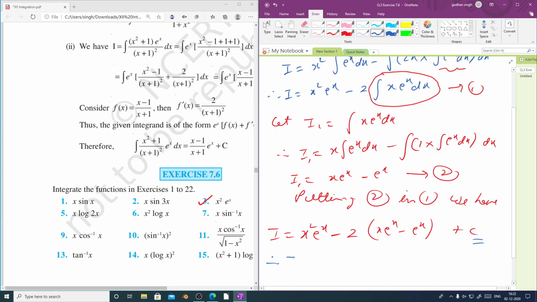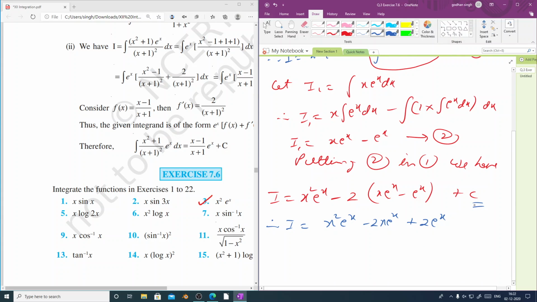Therefore, we can say that I equal to, from this, let us simplify this, x square e raised to x minus 2x e raised to x, and this will become plus 2 into e raised to x. Now we can keep this as it is, or we can take out e raised to x common. So therefore, I equal to taking e raised to x common, will be getting x square minus 2x plus 2 plus c. So this is the answer of question number 3.